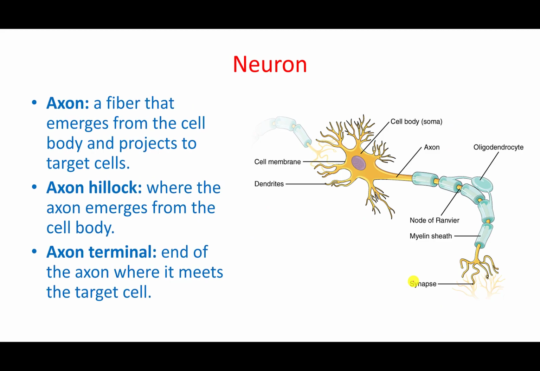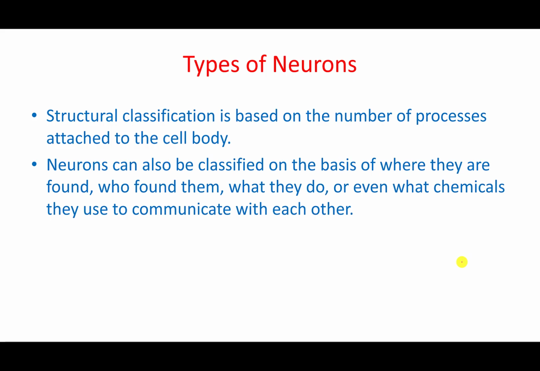Now, one thing I did not mention is the axon hillock. This is the area where the axon exits from the cell body. Usually, this is the area responsible for generating the action potential. So the action potential would start here, and later we will see that it will travel all the way to the synapse.